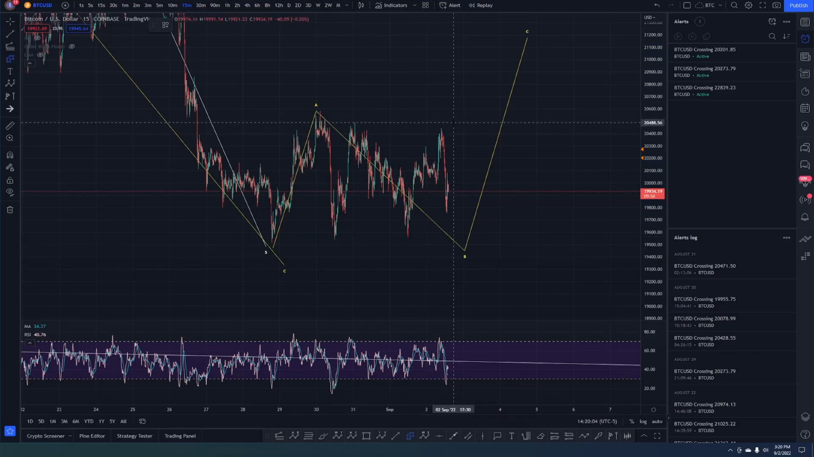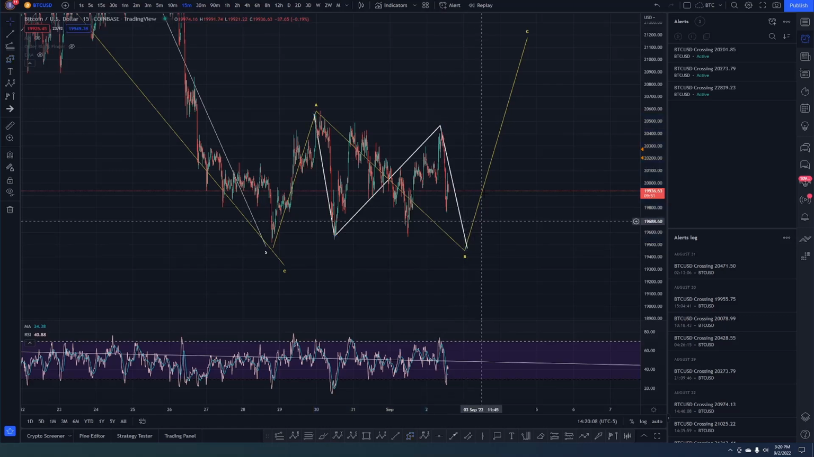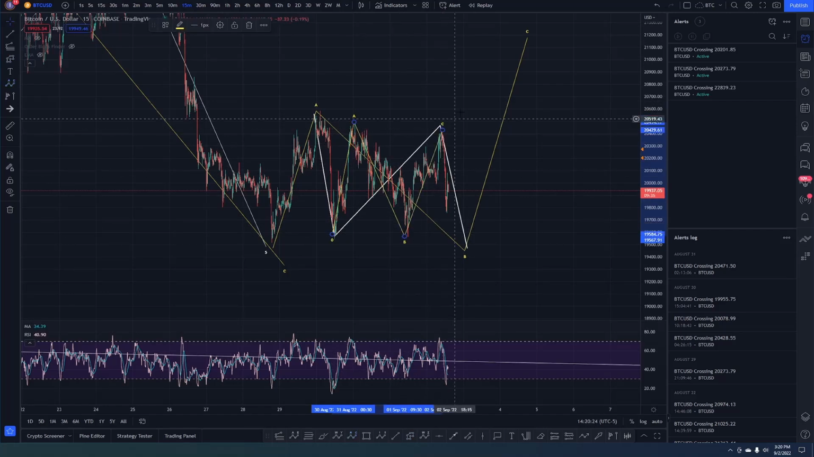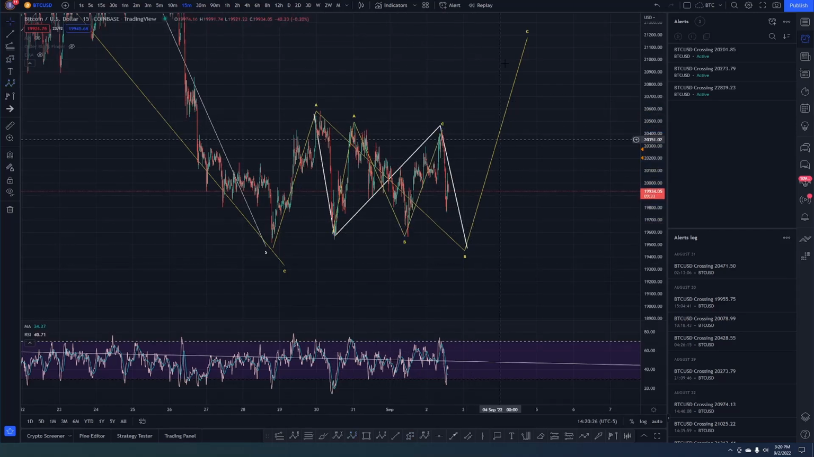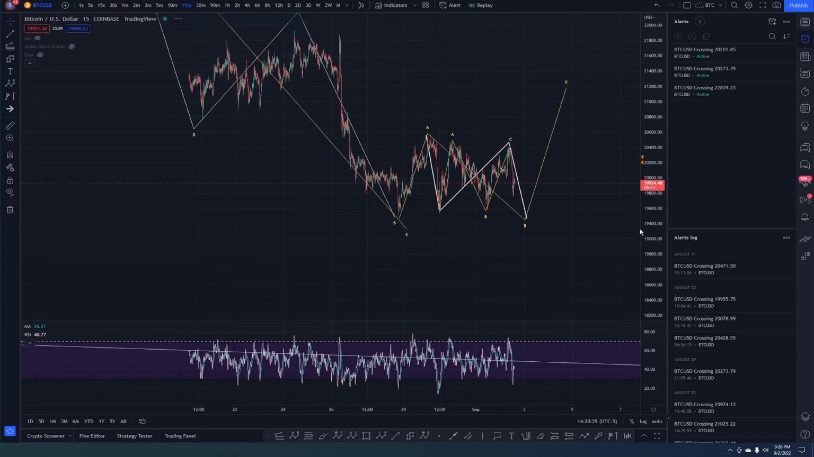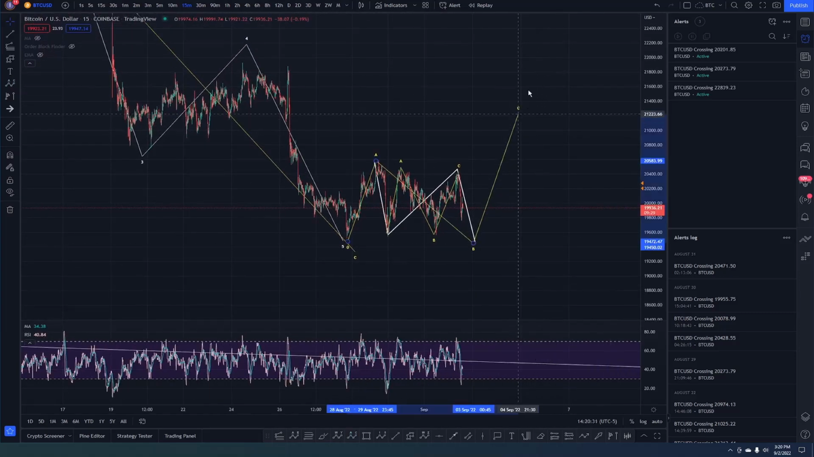I've got a bunch of different counts for this, but let's just make it simple, something like that. With a running flat in the middle right here: 3 up, WXY down, 5 up. Boom. It's a running flat right there in the middle as the B wave of the B wave. It's complex. But what you're seeing here could be a flat that could get pumpy and really extended.